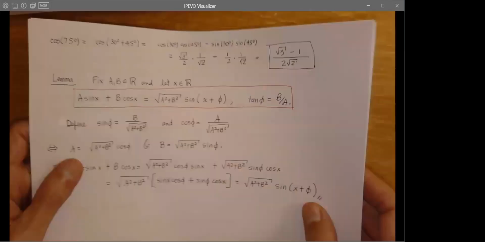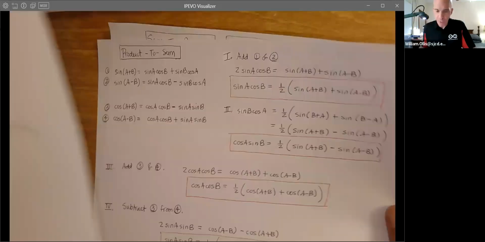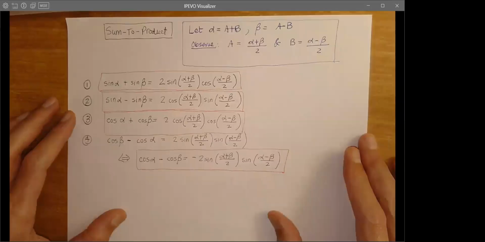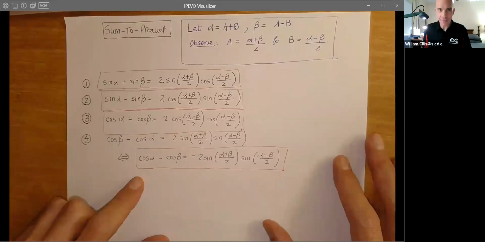Could you go back to the sum to product formulas, please, real quick? Oh, sure. Sum to product right here. Yeah, I just missed number 4. Okay, right here. Good. Yeah. Thank you. Oh, you're welcome.